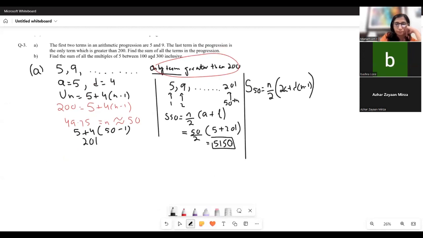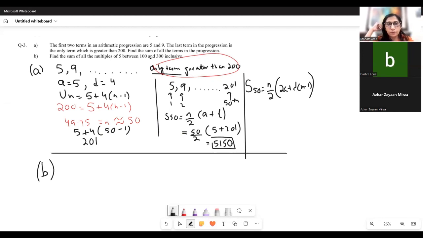Part B. Find the sum of all multiples of 5 between 100 and 300. Azhar, did you try this? No ma'am. Okay. Sum of all multiples of 5. So all multiples of 5 means 100, then 105, then 110, all the way till 300.